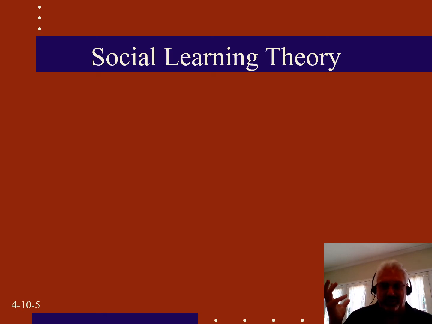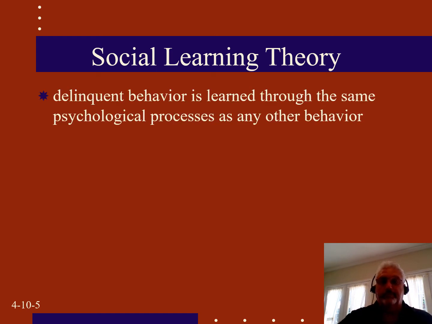There's nothing really innate in you that causes you to be a good child or a bad child. You learn good behavior, you learn bad behavior, you learn the consequences of choosing one over the other. So, learning theory makes the argument that delinquent behavior, bad behavior, is learned through the same processes as any other behavior. How do you learn to be a good kid? You also learn to be a bad kid.